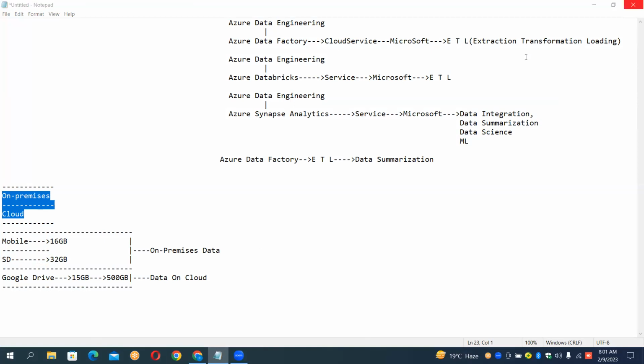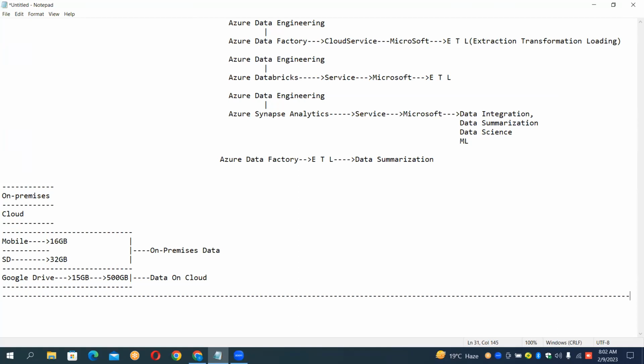Now the whole concept and idea of ADF for Azure data engineering moves around the on-premises and the cloud only. Nothing else is the issue. Okay, guys, now let's come back and see what exactly Azure Data Factory does. Azure Data Factory is used to perform the job of ETL, that is called data summarization.